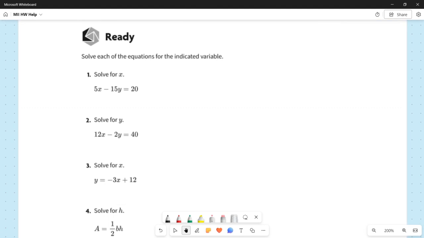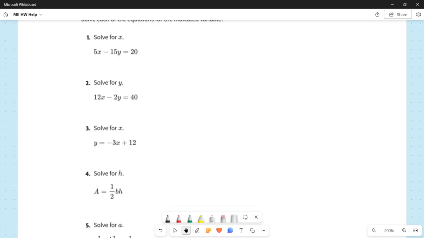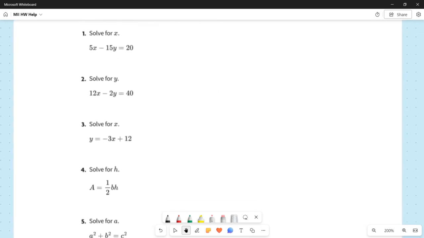In the Ready section, we're being asked to solve each of the equations for the indicated variable. So we want to isolate that variable. The first assigned problem was number 1. Number 1 says solve for x. What that means is my goal is going to have x equals something, right? As long as x is by itself, that's what we're looking to do.